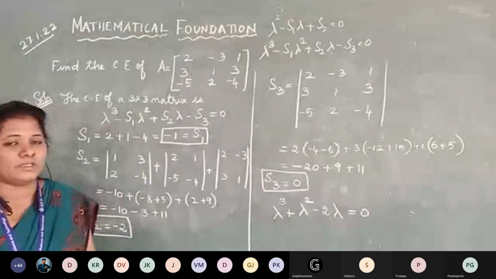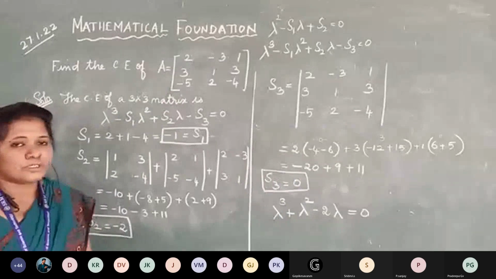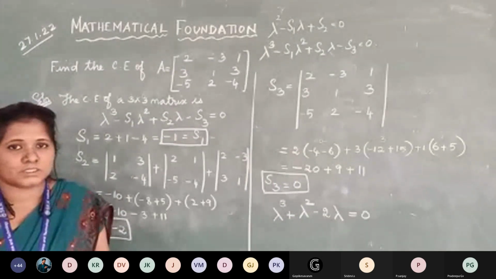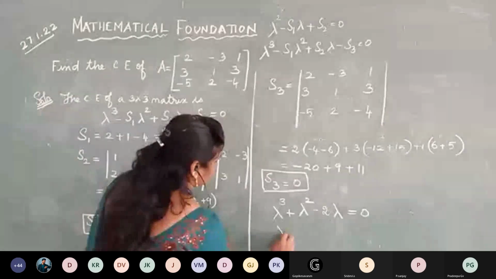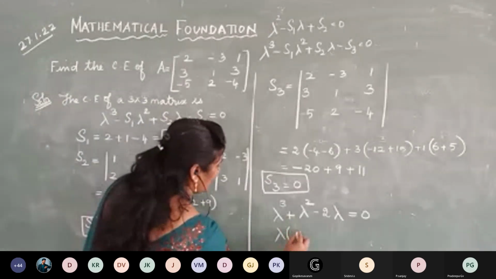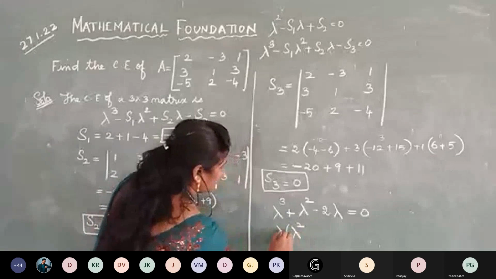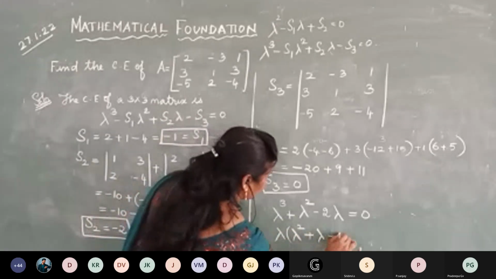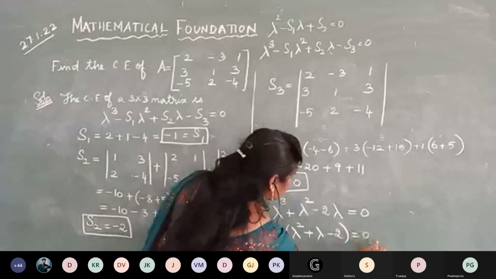So this is how you're finding out your characteristic equation. In this one, all the terms have lambda in common. You don't have a constant term. So since we don't have a constant term, we can take your lambda outside. So when you take it outside, it will be lambda square plus lambda minus 2 equal to 0.